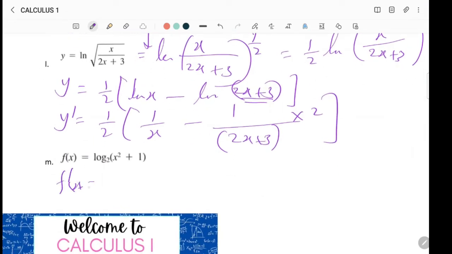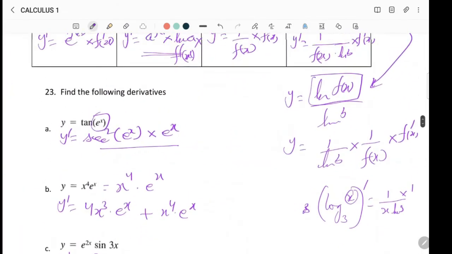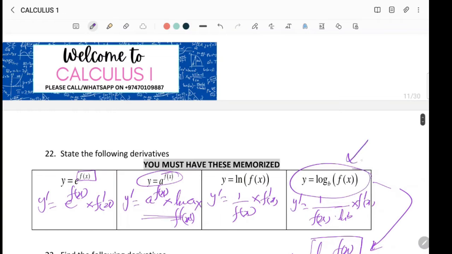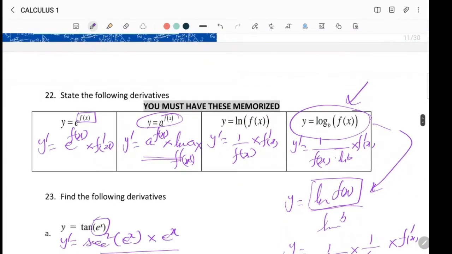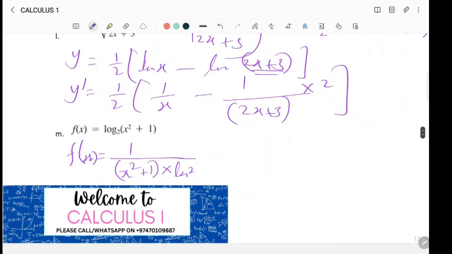Okay, f dash x is 1 over x squared plus 1 times ln 2. Now here we have to apply this result, this one, log f(x) base b, 1 over f(x) ln b times f dash x. So here also 1 over x squared plus 1 ln 2, and differentiation of x squared plus 1, which is x squared differentiation is 2x, and 1 differentiation is 0.